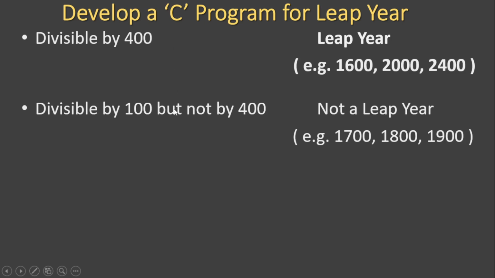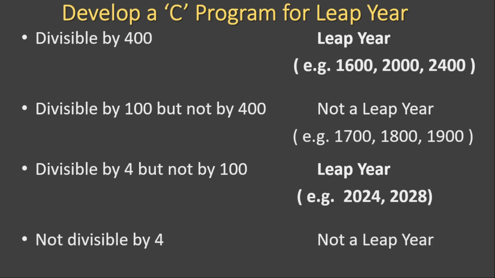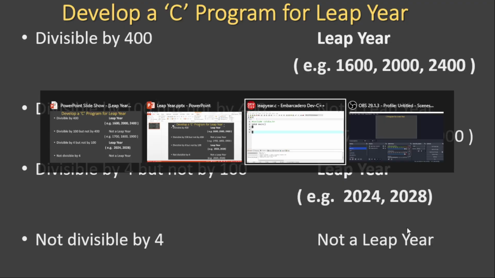Now let's check the third condition. It means that it is neither divisible by 400 nor by 100, but it is divisible by 4. So in that case it is called a leap year, and the examples are year 2024, year 2028, etc. And the last condition: when all these conditions are false, that is, it is not divisible by 4, then it's not a leap year. So we will develop a C program using these 4 cases, and for that we will use an if, else if ladder. So let's straight away go to the C environment.